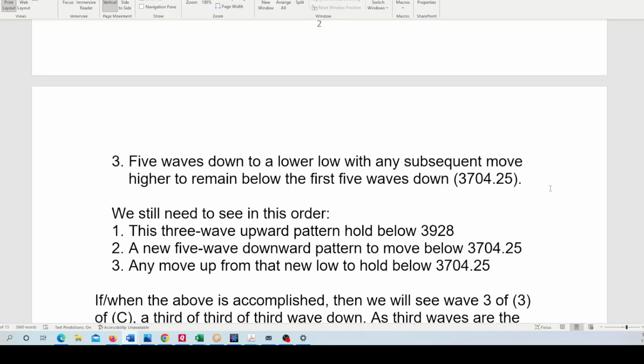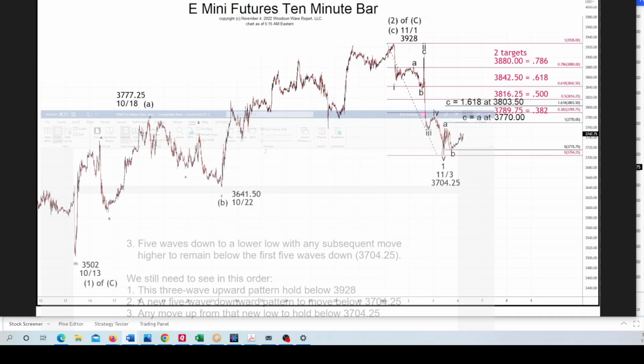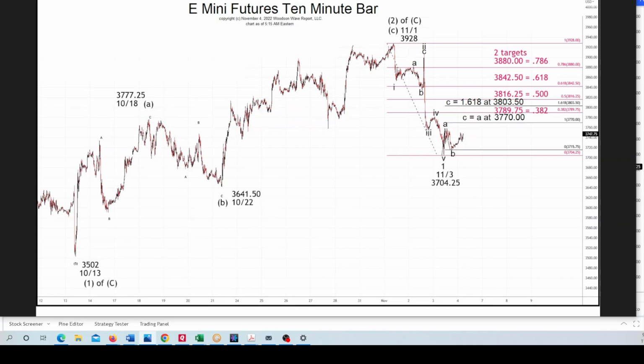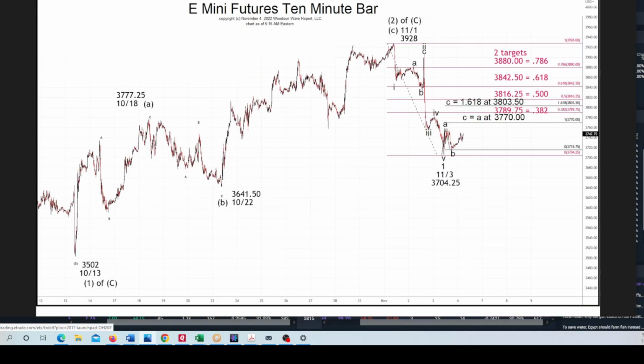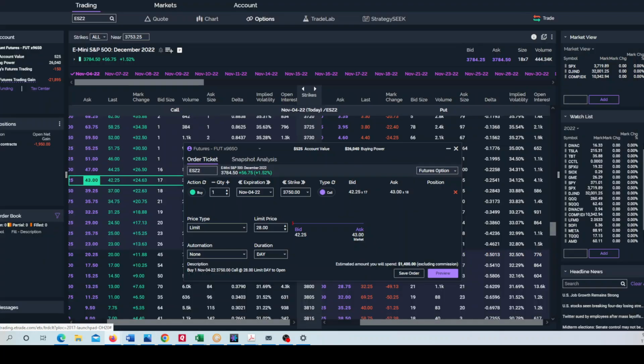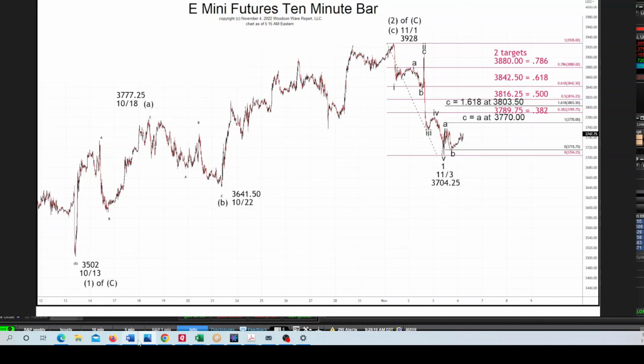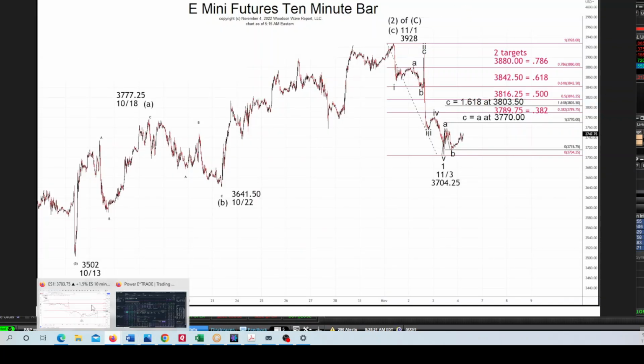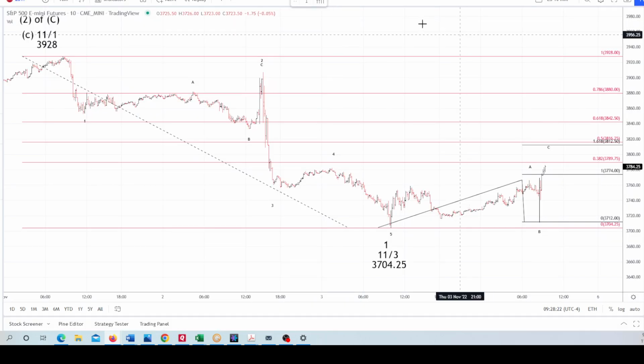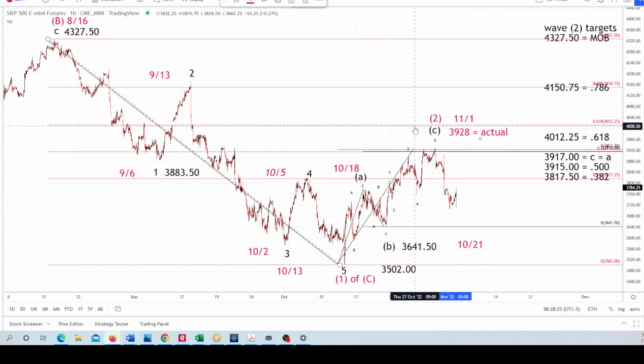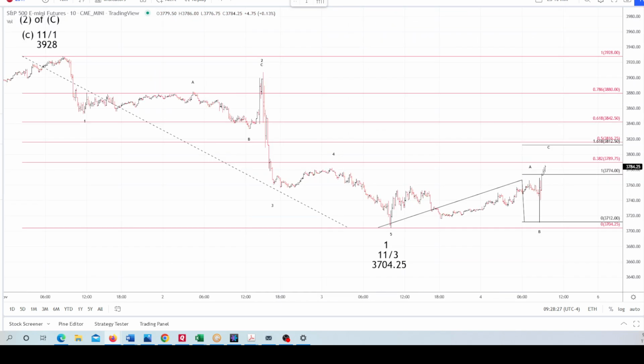Okay, so I can show that to you guys here on this. Let me get back to it. There we go. Okay, let's get to the 10-minute. And the 10-minute is here. Okay, there's the first wave, 5 waves down, right? So for a change in trend, we need to see 3 waves up, and it needs to hold below 39.28.